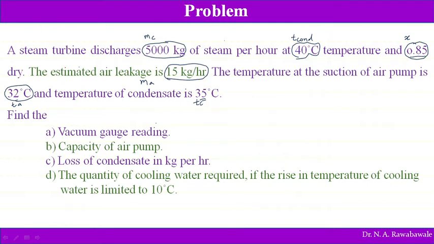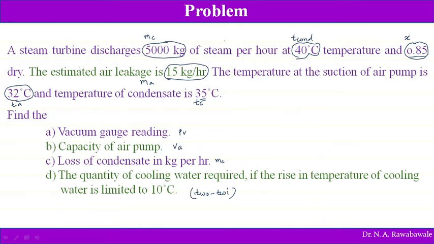And one more thing, we have to find out the vacuum gauge reading, that is PV. Then the air pump capacity, the volume of air which is taken out, then the loss of condensate, that is nothing but the mass of condensate which is lost along with the air. Then the quantity of cooling water required if the rise in temperature of cooling water is limited to 10 degrees Celsius, that is, TWO minus TWI is 10 degrees Celsius.